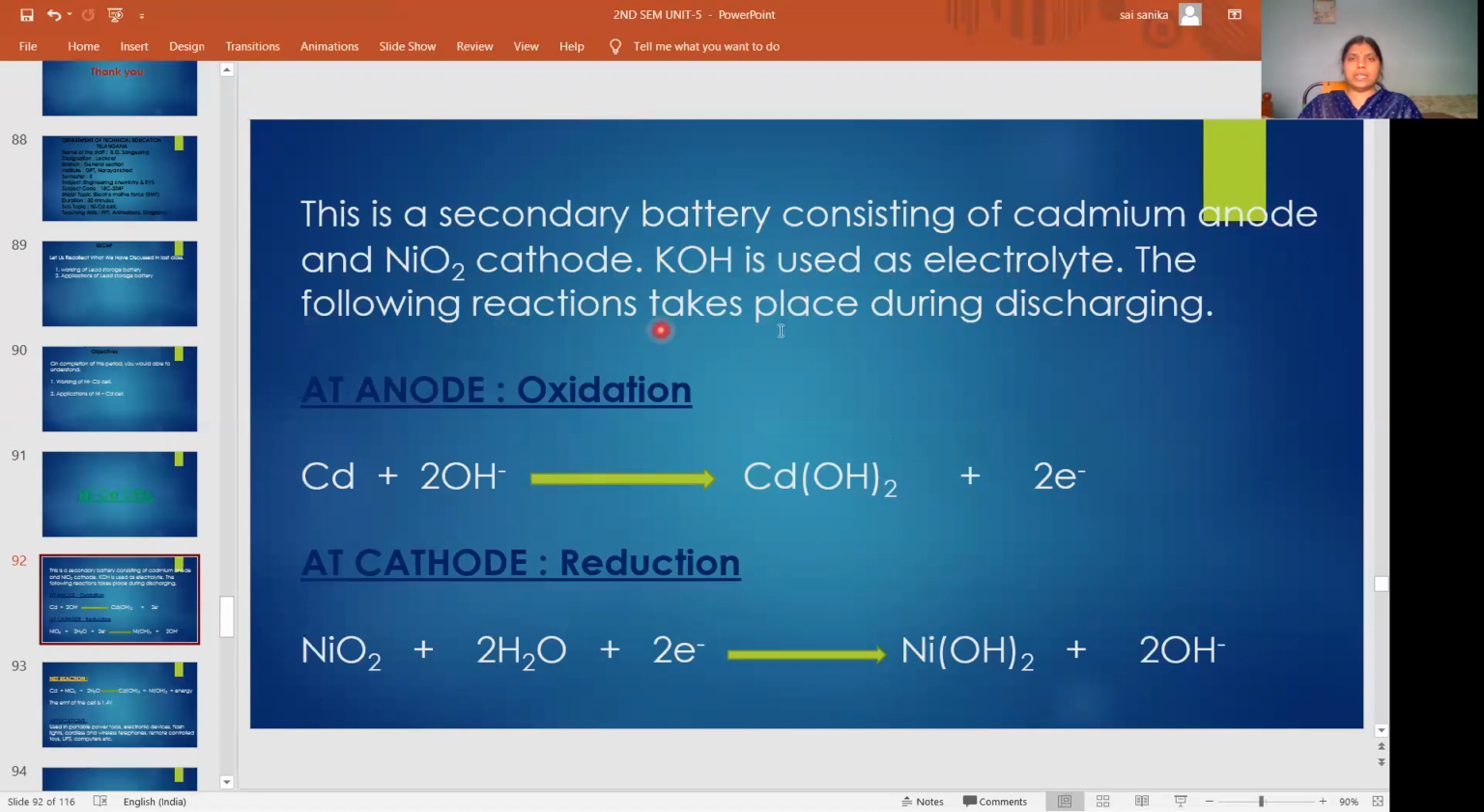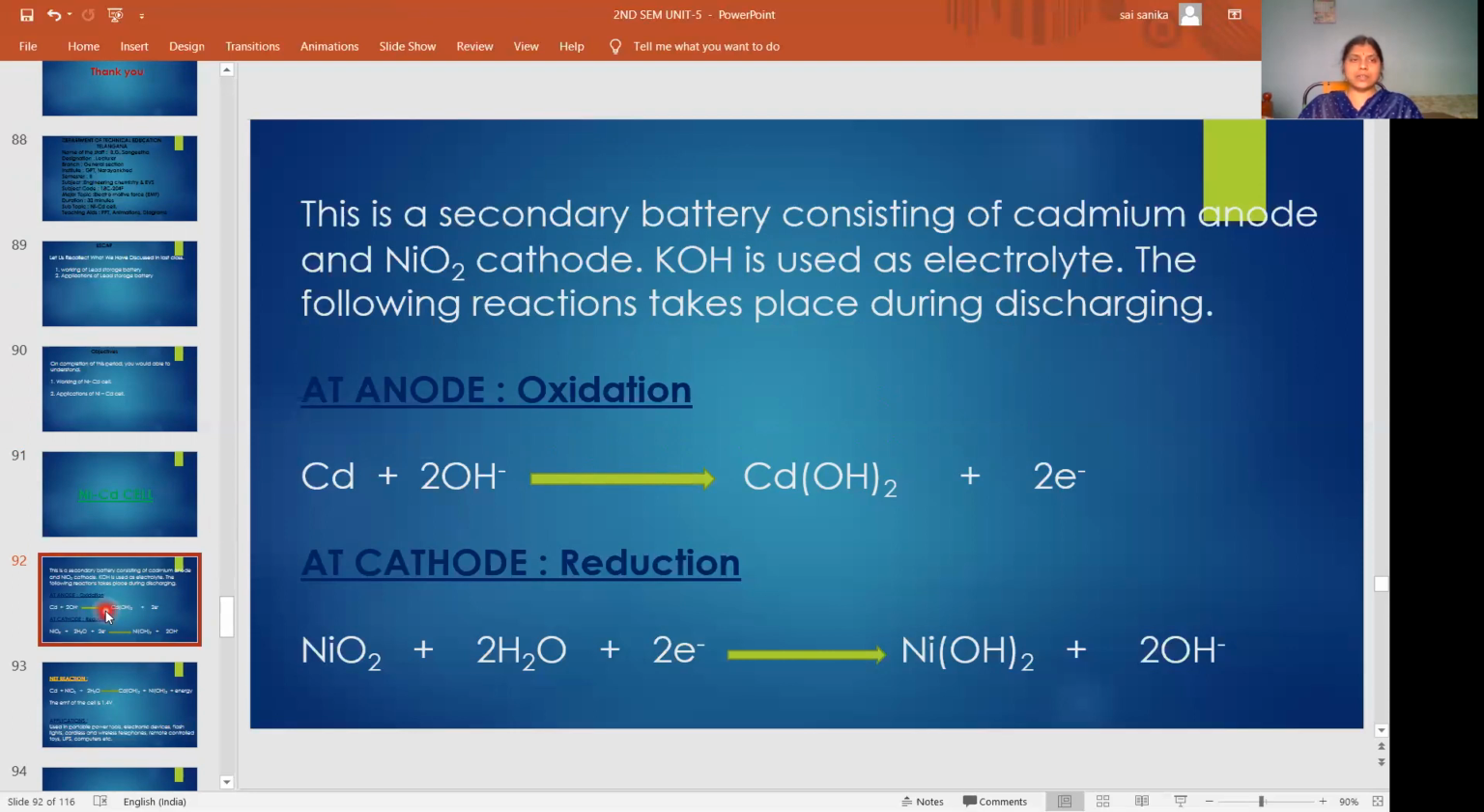Then the following reactions take place during discharging. Whatever reactions I am giving here are reactions during discharging only. If in the exam they ask about charging, you have to reverse the reactions.